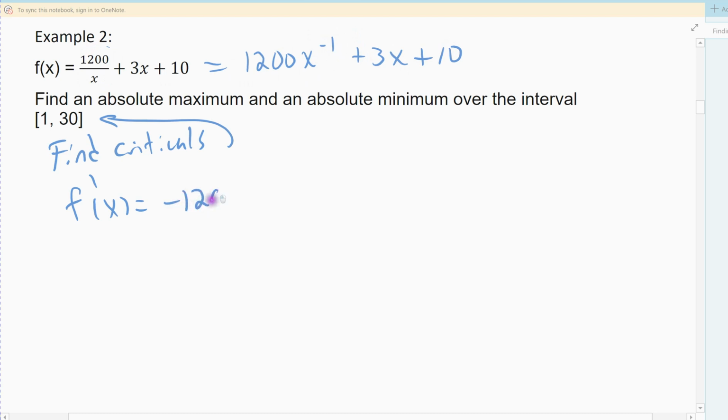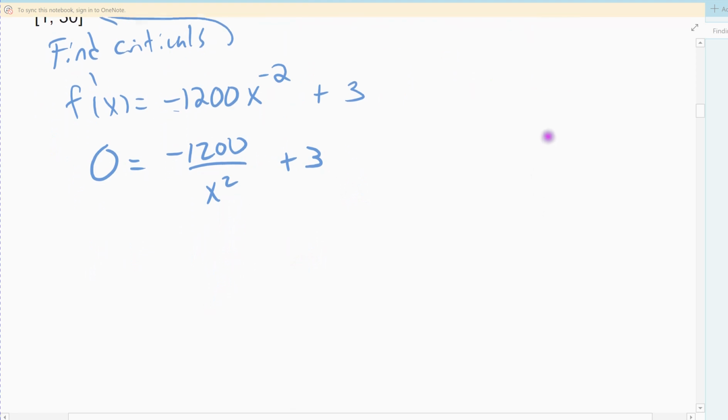Negative 1 times 1200 is going to give me negative 1200 x raised to the negative 2. Then the derivative of 3x is 3, and the 10 zeros out. Set it equal to 0, and when I set it equal to 0, I'm going to rewrite this. Again, set it equal to 0. This is an important step, so always show that, because the rest of what I'm going to do from here on out is only true if I set it equal to 0.